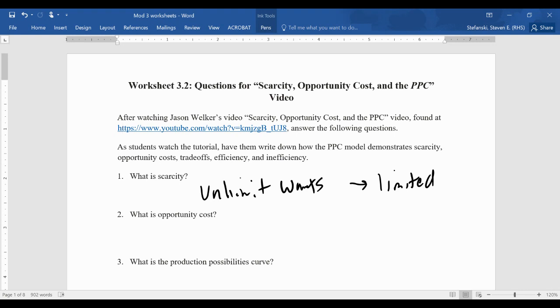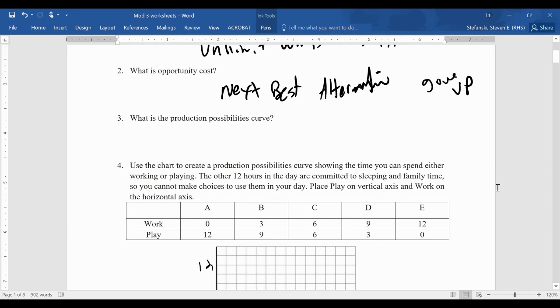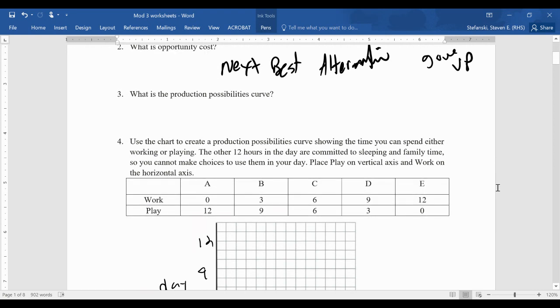Opportunity cost is what you have to give up, or what you lost, when you make choices. So it's the next best alternative, or what you gave up. That would be opportunity cost. Then it says, what is the production possibility curve?